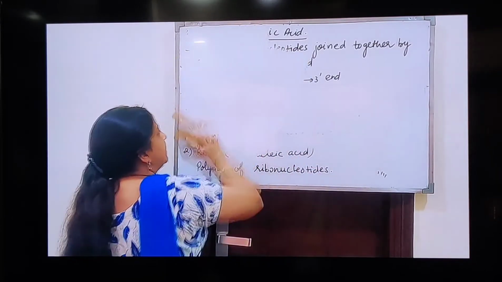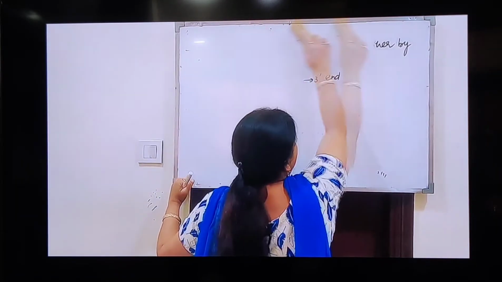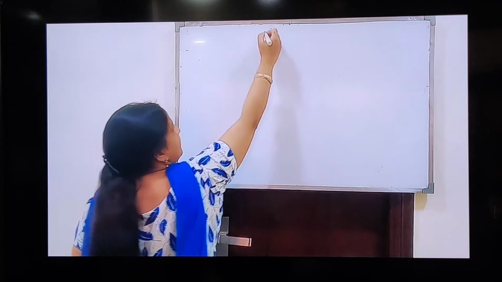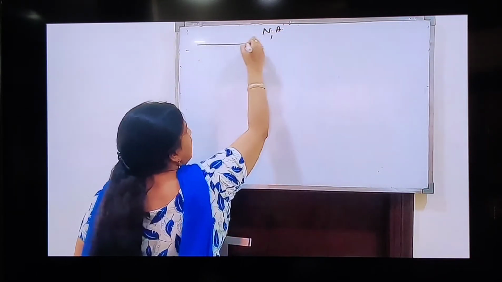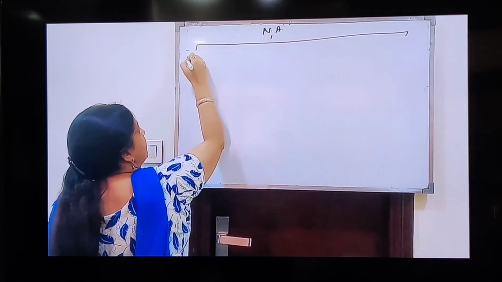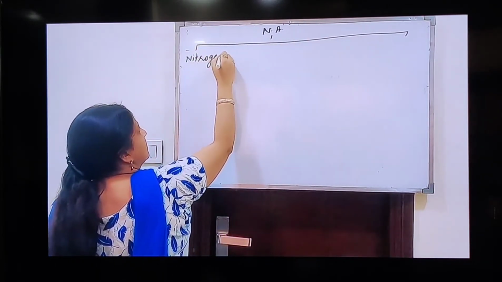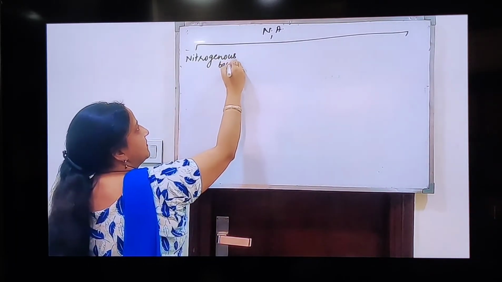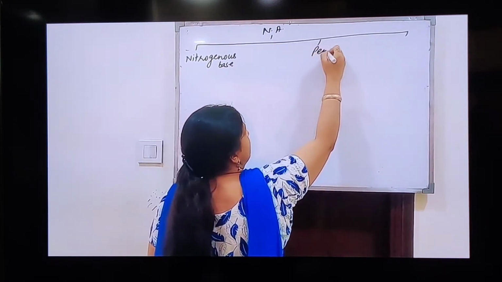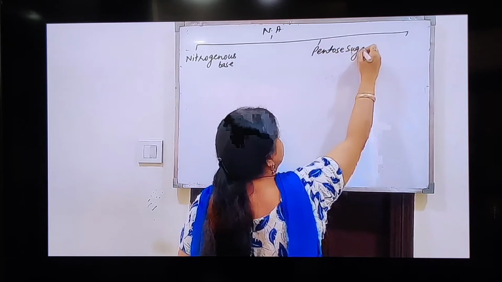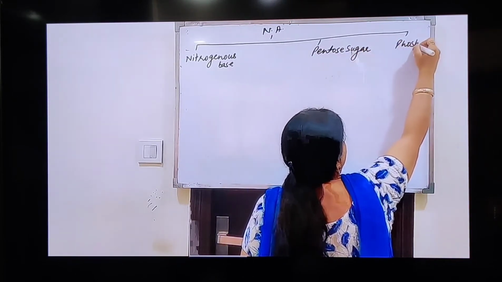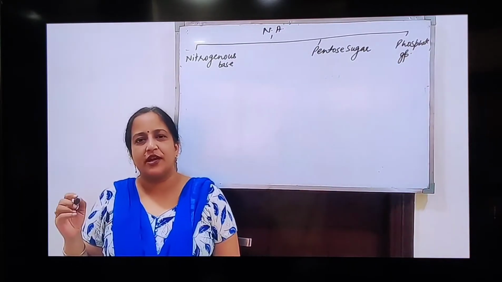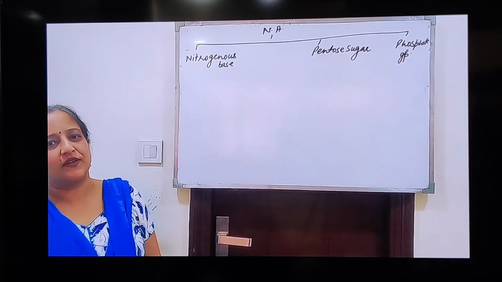Now, whether it is DNA or RNA, every nucleic acid is made up of three components. First is nitrogenous base, second is pentose sugar, and third is phosphate group. So nucleic acid is made up of three components: nitrogenous base, sugar and phosphate group.